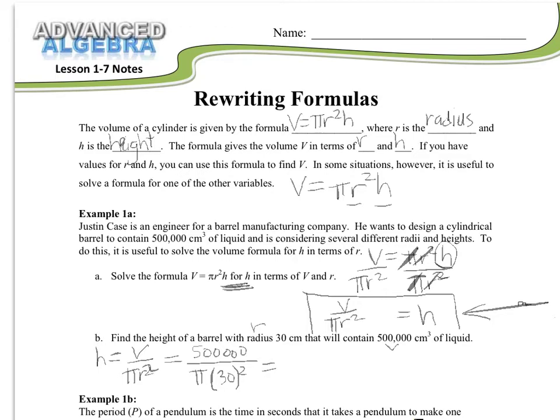Make sure you square the 30 first, so it would be 500,000 divided by pi. 30 squared is 900. So now divide 500,000 by pi and 900, and you should get approximately 176.8 centimeters. So that would be the height of the barrel that could hold 500,000 cubic centimeters of liquid with a radius of 30 centimeters.